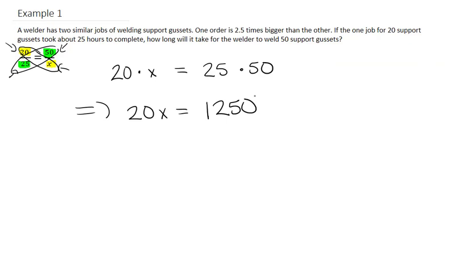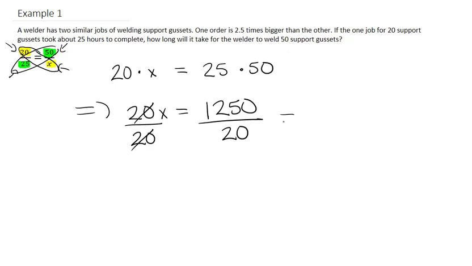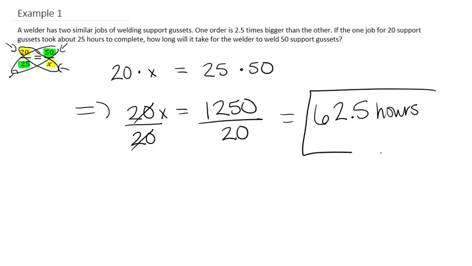Then, in order to solve for x, we divide out the 20 on both sides. So we divide by 20, and we get 62.5. And this is for hours. Now, let's look at another example.